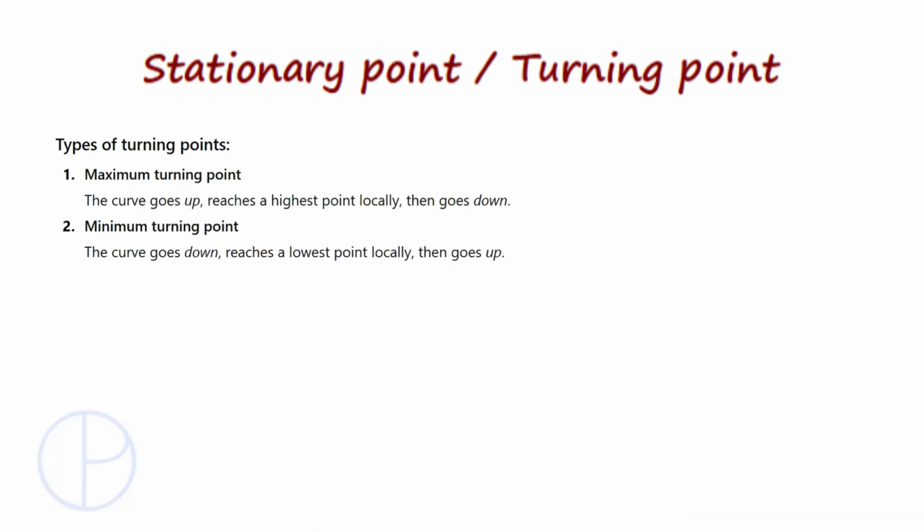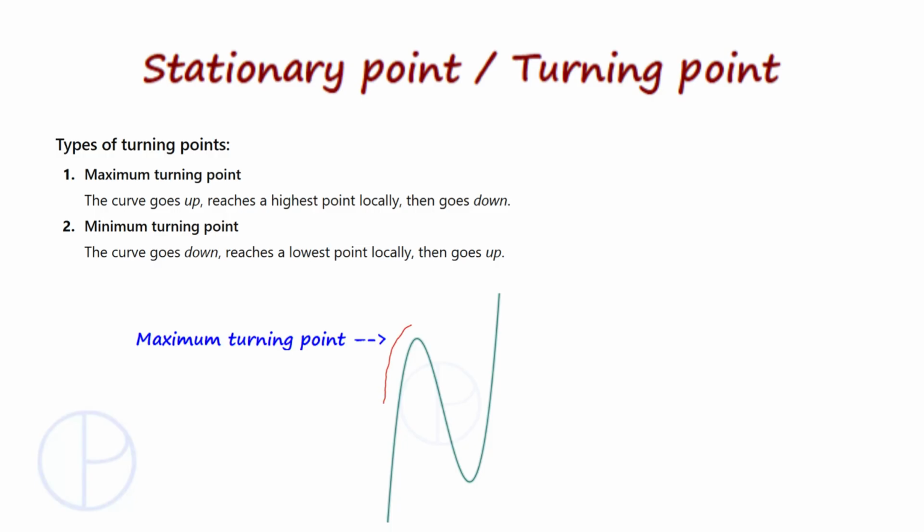There are two types of turning points. A maximum turning point occurs when the curve goes up, reaches a highest point locally, then goes down. Next, a minimum turning point occurs when the curve goes down, reaches a lowest point locally, and then goes up.